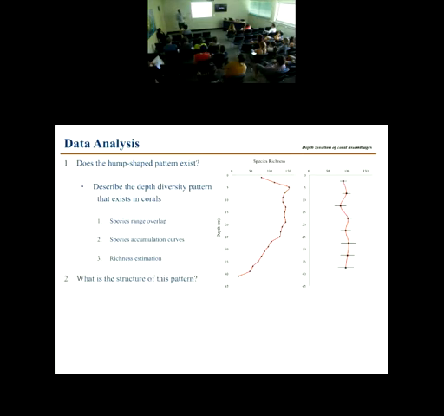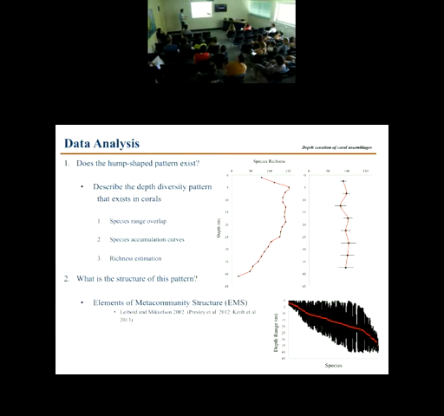Secondly, what the structure of this pattern is. The way I'm going to approach this is to use elements of metacommunity structure analysis. Now this essentially takes this graph we've seen before. This is what I displayed the Carpenter data in, with increasing species over increasing median depth, and then the range they occupy. And this is using the actual data I've recorded from Kimby Bay. It's much cleaner data.